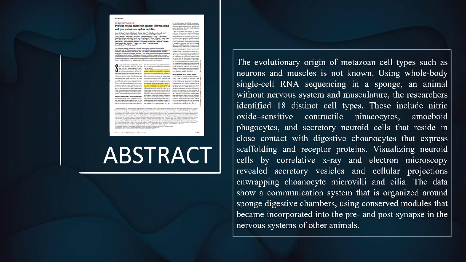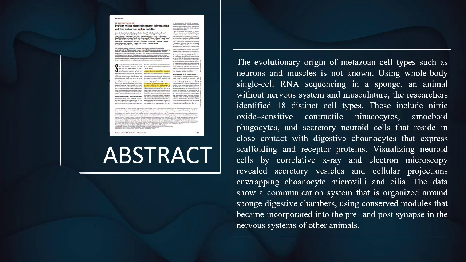The abstract of the study. The evolutionary origin of metazoan cell types such as neurons and muscles is not known. Using whole-body single-cell RNA sequencing in a sponge, an animal without nervous system and musculature, the researchers identified 18 distinct cell types. The team discovered the molecular features of a family of cells that express digestive enzymes inside the water canals, helping the sponge digest any food particles carried by the water.